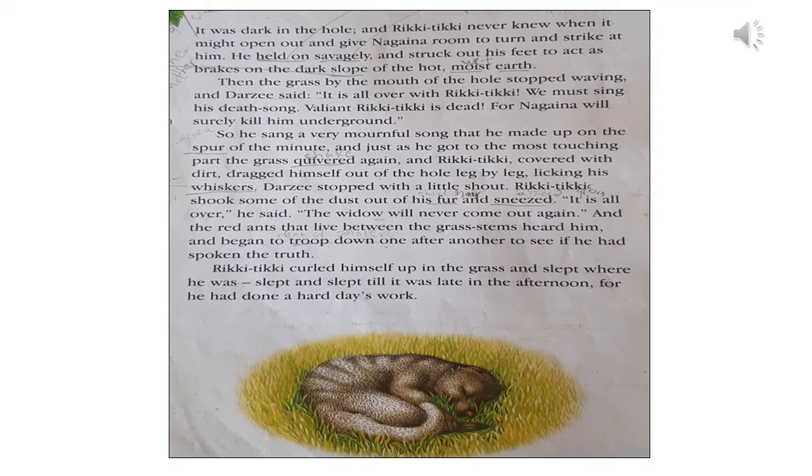"It is all over with Rikki Tikki. We must sing his death song. Valiant Rikki Tikki is dead, for Nagaina will surely kill him underground." So he sang a very mournful song that he made up on the spur of the minute. And just as he got to the most touching part, the grass quivered again, and Rikki Tikki, covered with dirt, dragged himself out of the hole leg by leg, licking his whiskers.